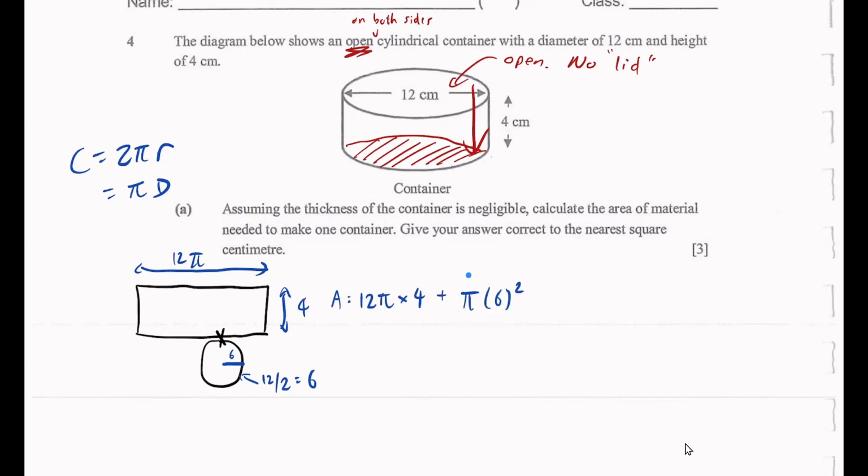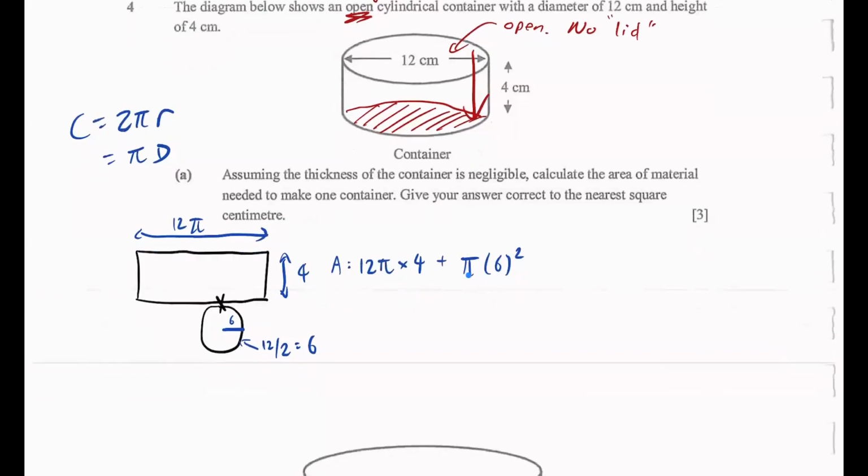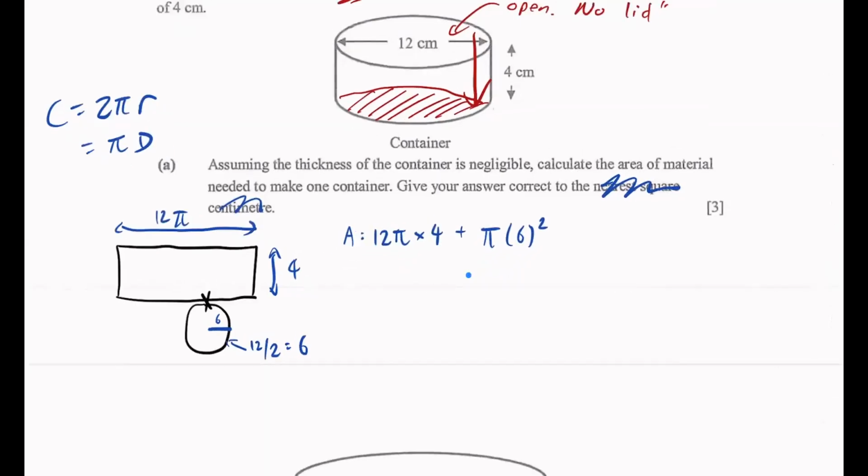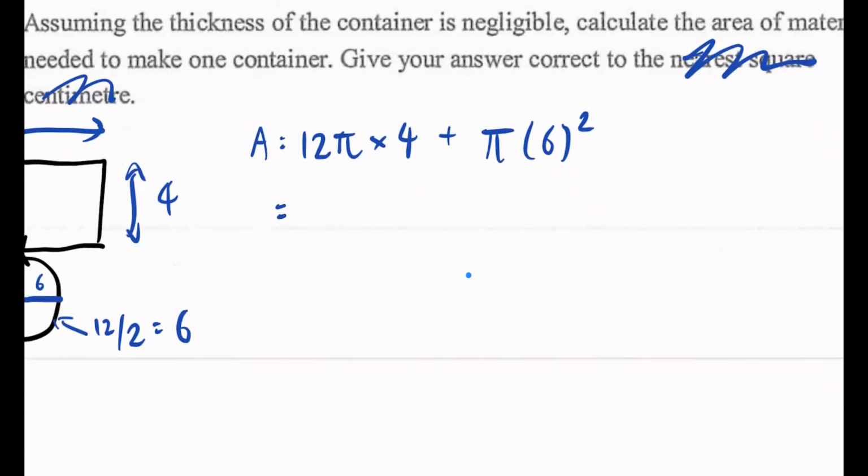Okay, for Emaths, you need to learn how to find in exact form. So what I'm going to do now is I'm going to ignore the question's nearest square centimeter. I'll give exact form, meaning you leave your answer in terms of pi. So what is 12 pi times 4? You can leave the pi alone, then just multiply 12 with 4. You get 48. Correct?